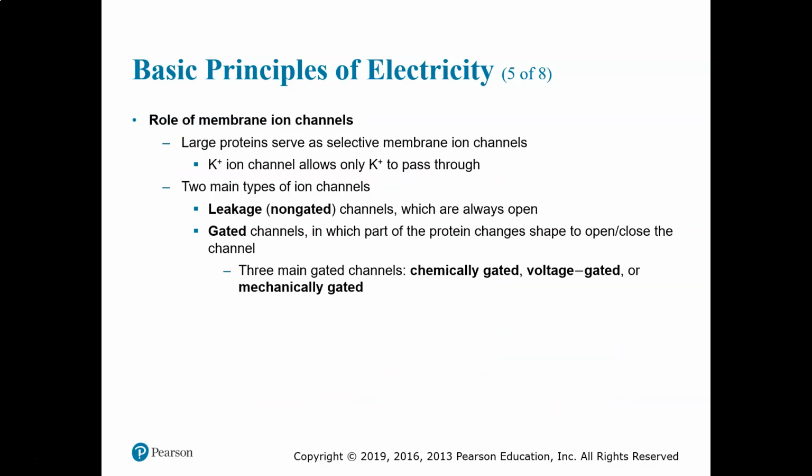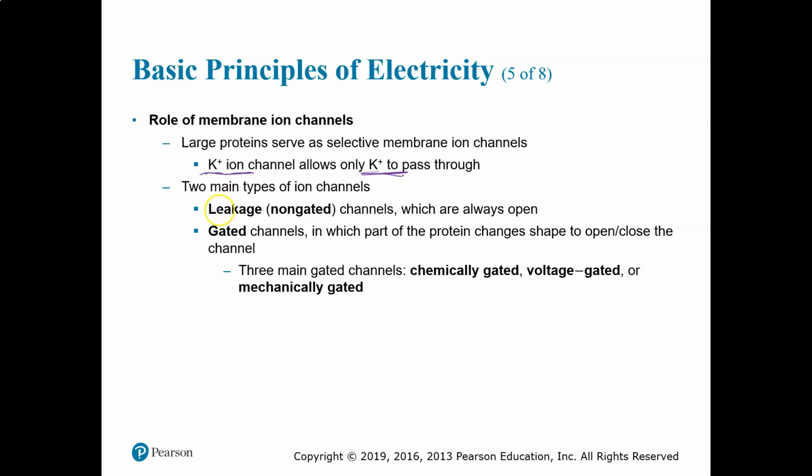Membrane ion channels. These are large proteins within the plasma membrane, the phospholipid bilayer, and they are selective as to what they will allow to cross over the membrane. For example, ion channels for potassium only allow potassium to pass through. There are channels for potassium, for glucose, for sodium, for chloride ions.